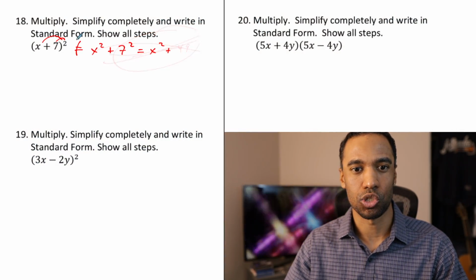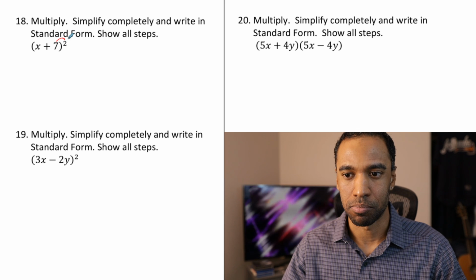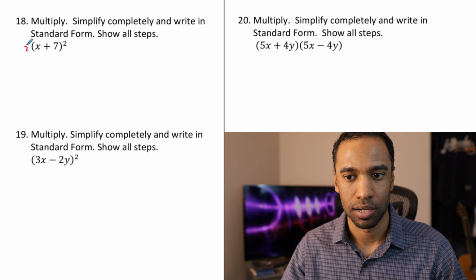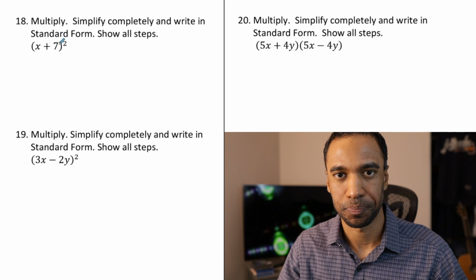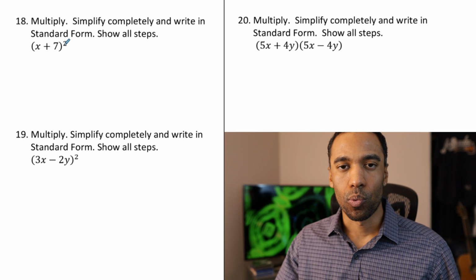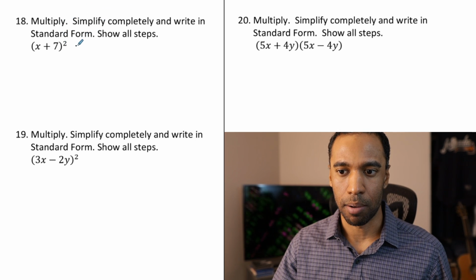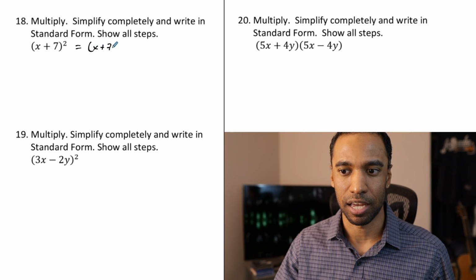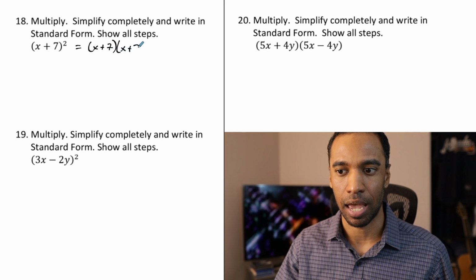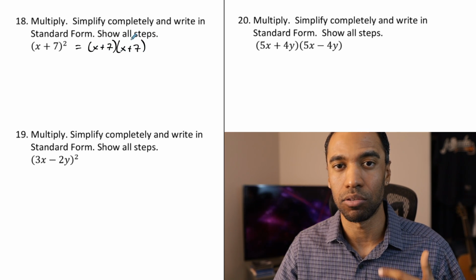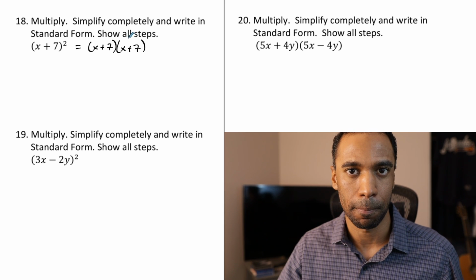We do not distribute exponents into sums. We distribute multiplication into sums, not exponents. A square means multiplying something by itself. So the conventional way of doing this problem would be doing x plus 7 times x plus 7 and foiling it. I'm going to leave that to the side for a moment. I'll do this in the end to confirm it's the same answer.